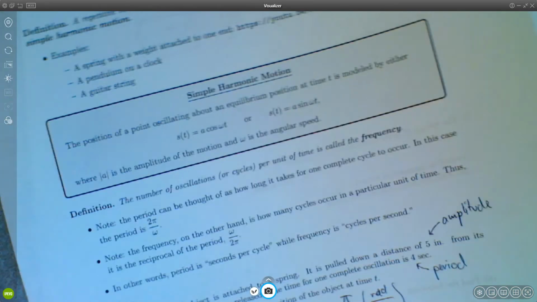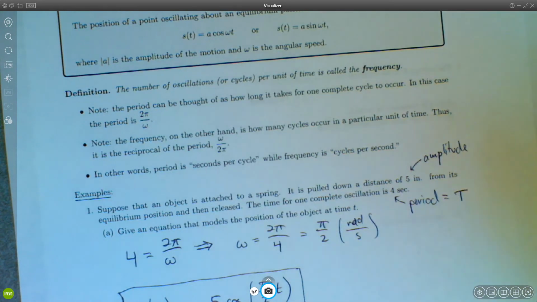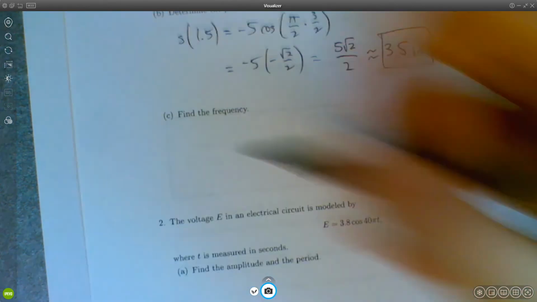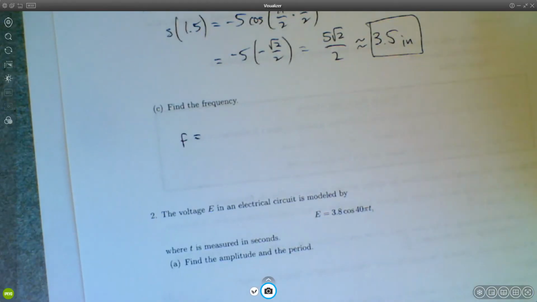Oh, I forget the symbol for frequency. Like the period, the symbol for the period is T, I believe. What's the symbol for the frequency? I'm not sure I gave it. So we'll just call it F. I think it is lowercase f. But anyway, the symbol for the frequency I think is F.